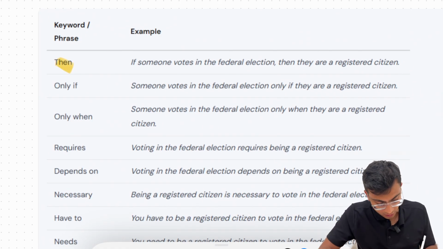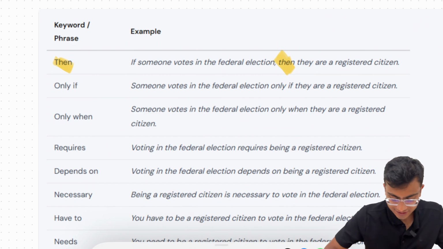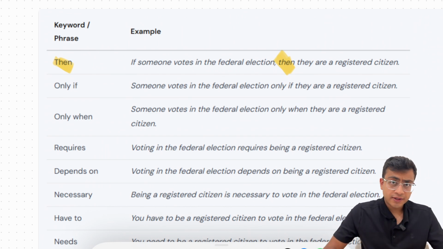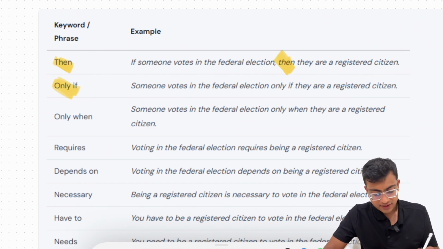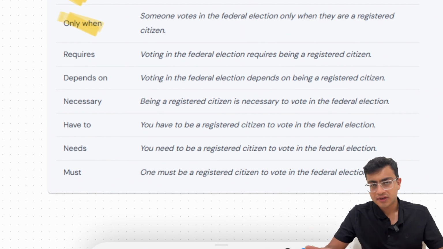Same thing with then. So we already know then is a keyword to indicate a necessary condition. But we have other phrases as well. So only if is also used to indicate a necessary condition. Only when, requires, depends on, necessary, and so on and so forth.